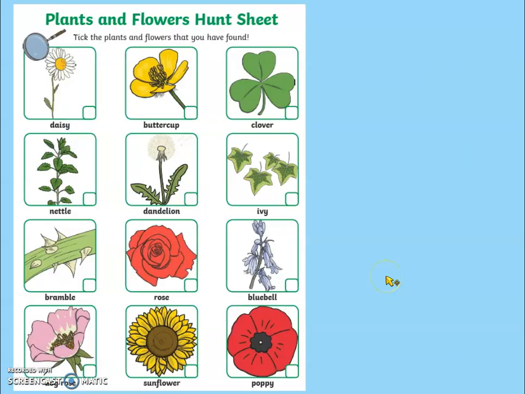In your packs you should find this sheet. During the week, if you go out for a walk, I want you to try and have a hunt and see if you can spot any of the flowers on the sheet. You could even go into your gardens and see if there's any growing in your garden. And if you find them, I would like you to tick them. You could use this later in your pop-up book to draw a garden with different types of flowers labelled.